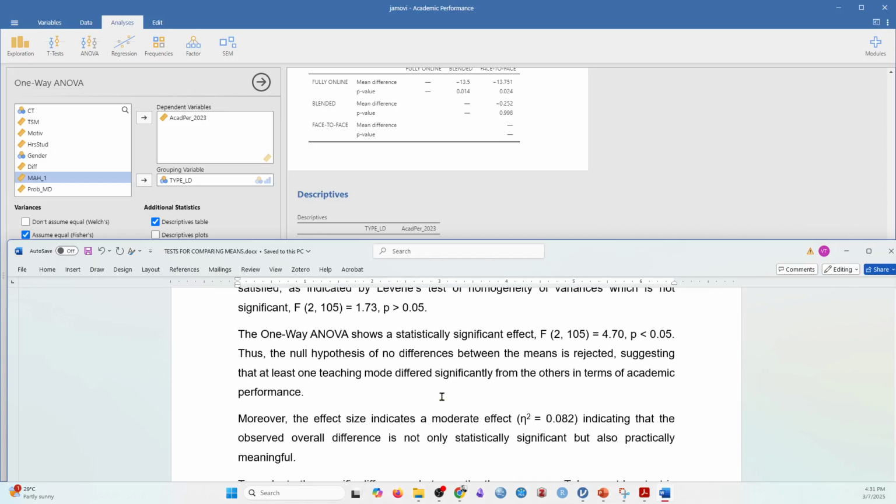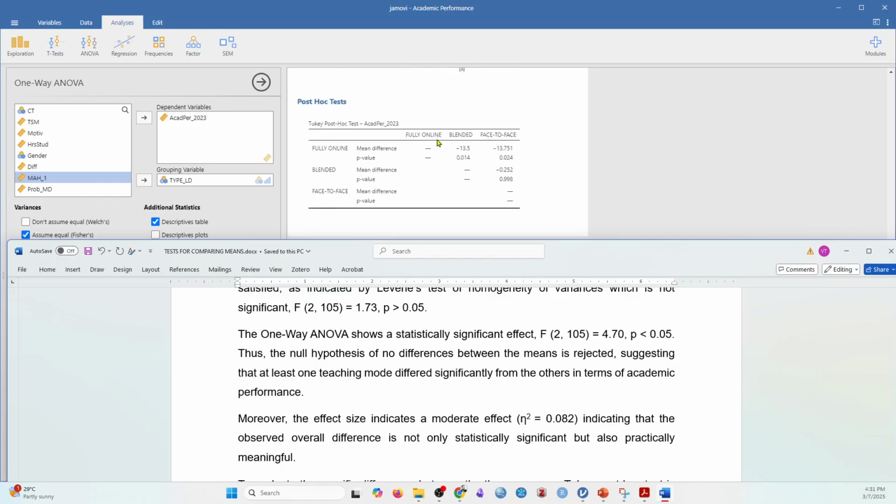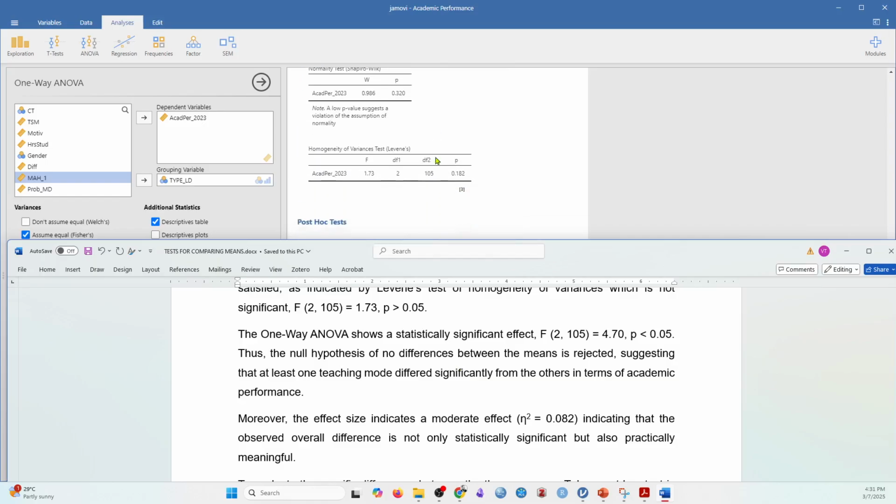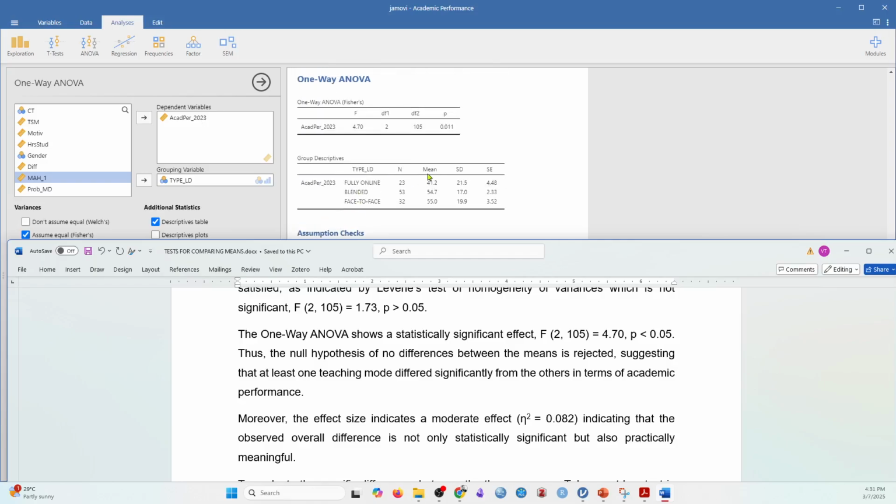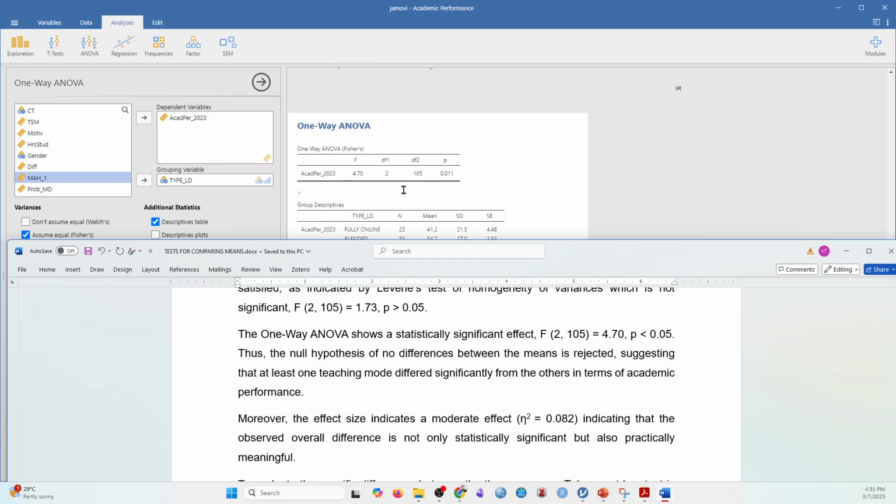Now, we therefore proceed with Fisher's test, one-way ANOVA, and we are going to interpret first the main result, the F test, which looks at the overall differences between means. And what we can see is that we have a p-value here less than 0.05. So the one-way ANOVA shows a statistically significant effect.